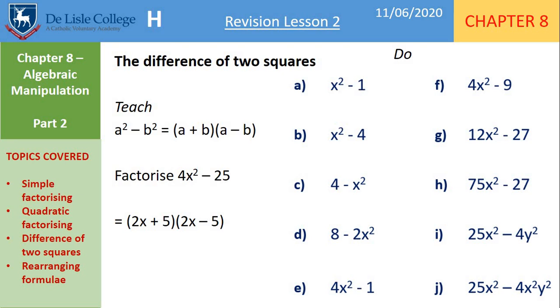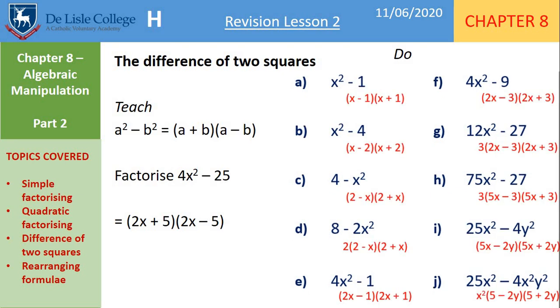And let's check those answers. You can see that for question D, G, H and J, you would have had to factorise out a common factor before you get it in the format of squares. So well done if you got those four.